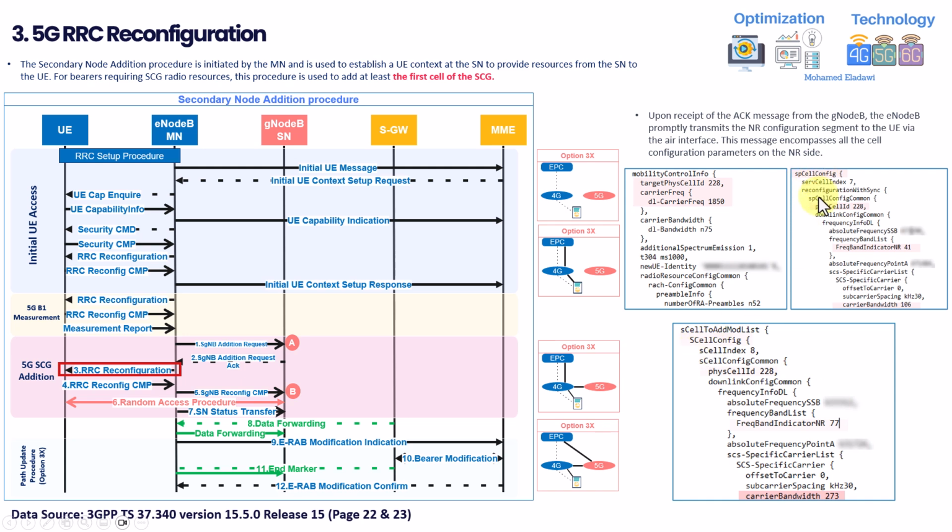Now the primary will be added. Also, this will be included within this message, which is the RRC configuration message, and also in this one. For example, here it is called the S cell. Remember that SP cell means secondary primary cell, and this is the secondary cell.